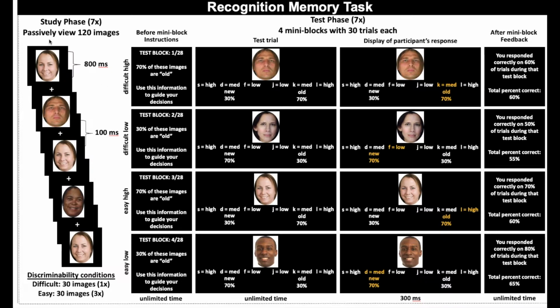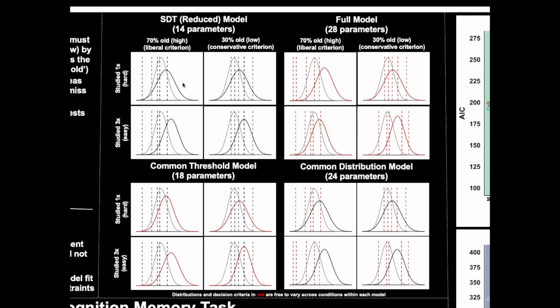Participants initially viewed several face images either once or 3 times, creating 2 discriminability conditions. And the criteria manipulation was whether 70% of the images were old or 30% of the images were old. This created 4 different testing conditions that every participant underwent. For each of the 4 testing conditions, participants provided 6-point confidence ratings, which allowed us to capture 5 distinct decision criteria for each of the 4 tasks.